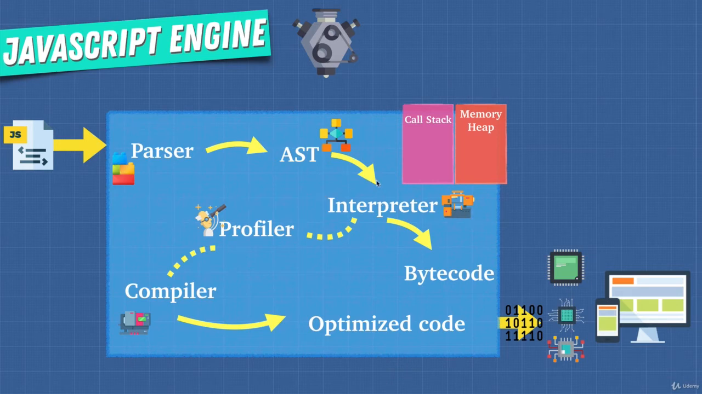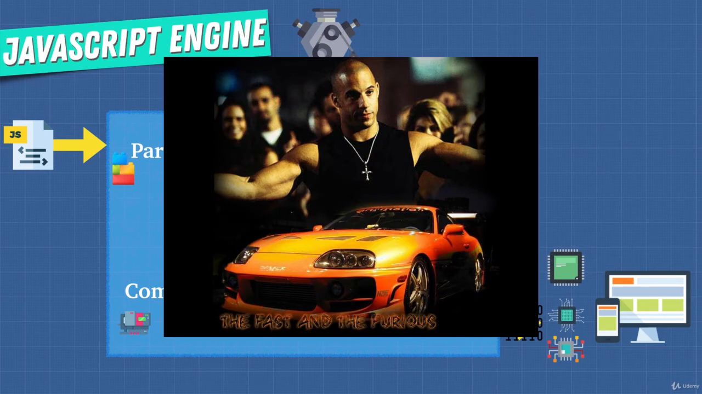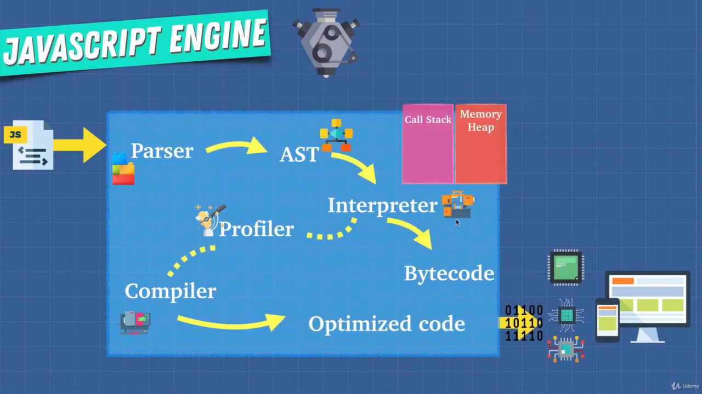Initially, the code gets sent to the interpreter. And in the V8 engine, this is called Ignition. I know they have really cool sounding names to make them sound like they do things fast. But this interpreter in the V8 engine is called Ignition, and it takes this AST and it spits out bytecode.